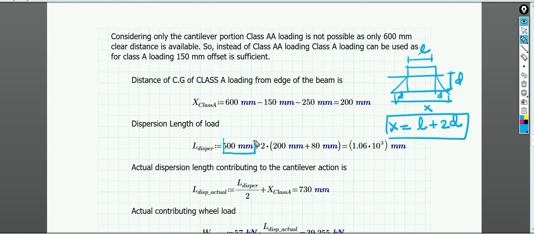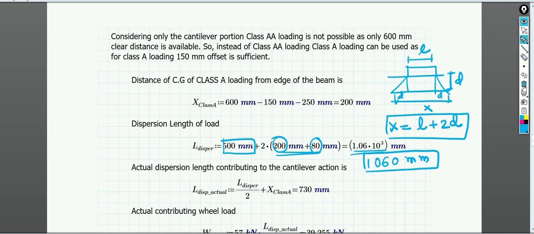Then the total width of our loading is 500 mm. The overall thickness of the slab is 200 mm, then a wearing coat of 80 mm is there. The total thickness is 280 mm, into 2, then you will end up with a value of around 1060 mm. This is the total width.